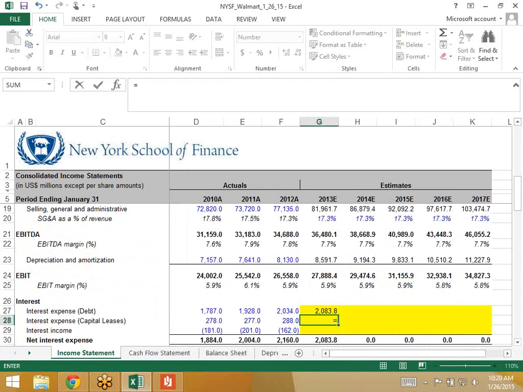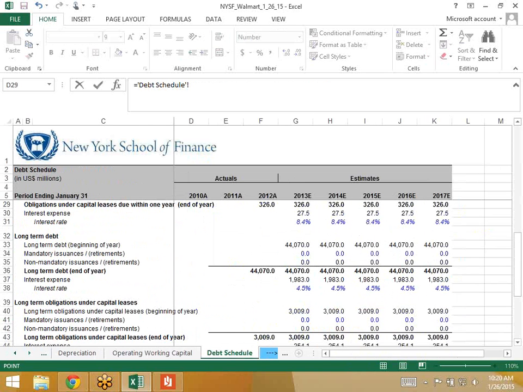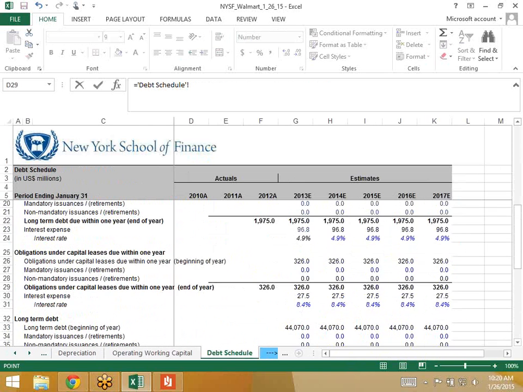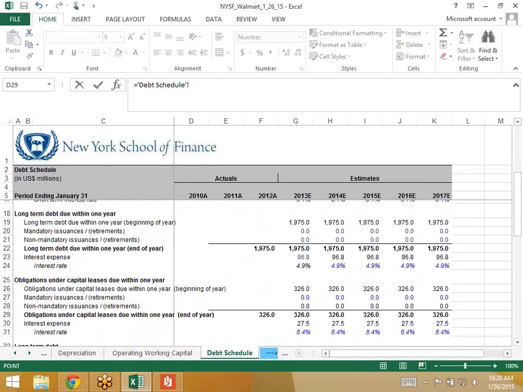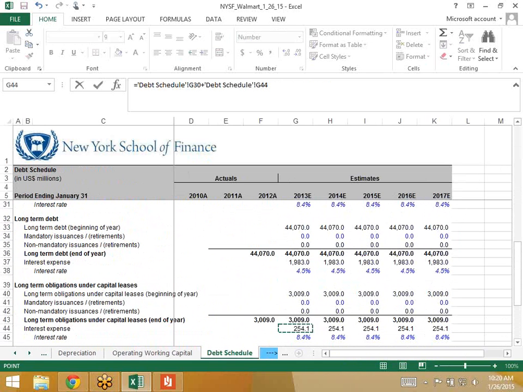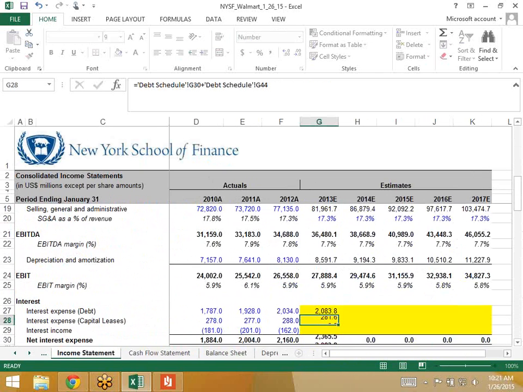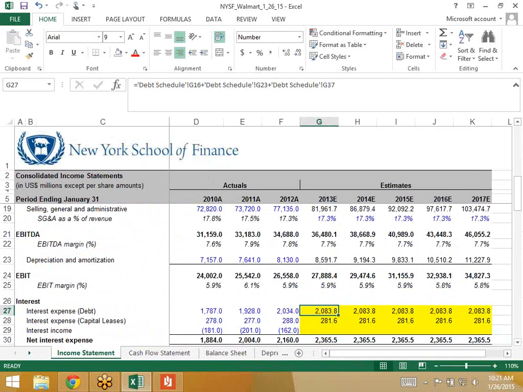Then the interest on capital leases, I'm going to link in from the debt schedule. $27.5 plus the 254.1. So if you notice, and I'm going to copy this to the right, okay? If you notice, the balance is very much in line with before. So we're doing okay. That's what I expect to see.